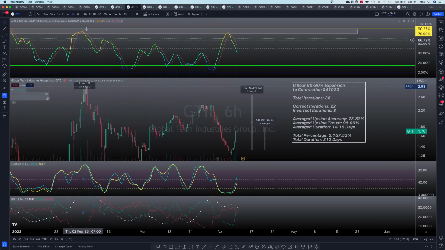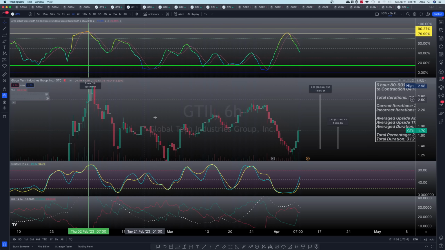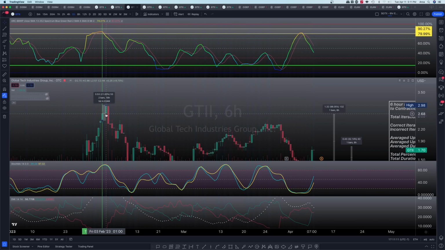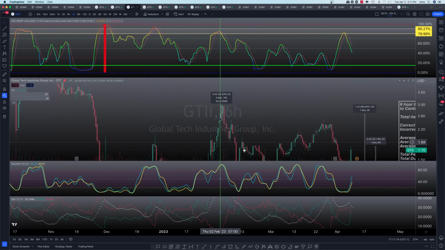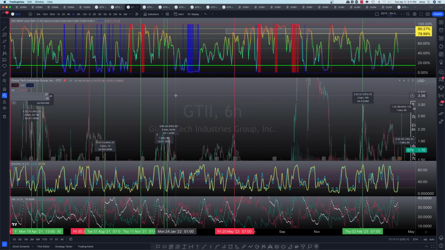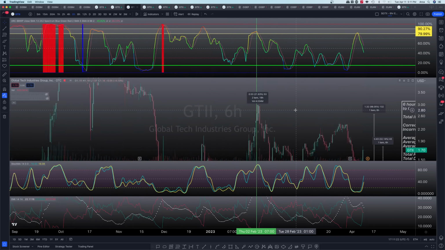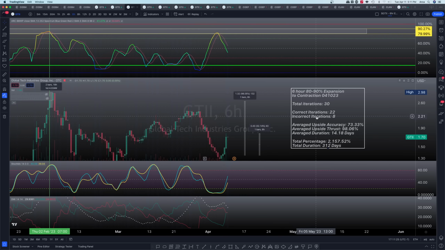Anytime that criteria has been met, I have taken note of every iteration's upside thrust, the duration of the iteration, and the number of times that volatility versus momentum guessed that upside correctly versus incorrectly. All of those samples gave us this data set here. You are looking at a total of 30 iterations, of which 22 were guessed correctly to the upside. It's pretty impressive already. That gives us an average upside accuracy of 73.33% with an average upside thrust of 98.06% over the span of about 14.18 days.